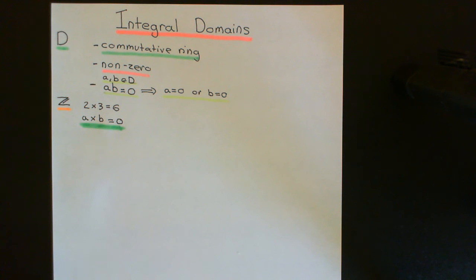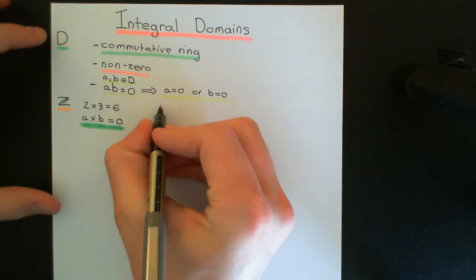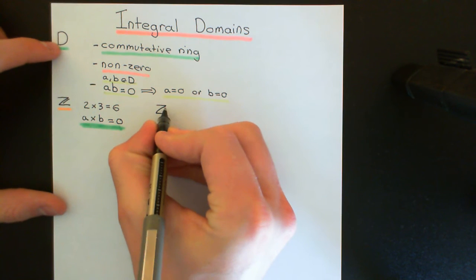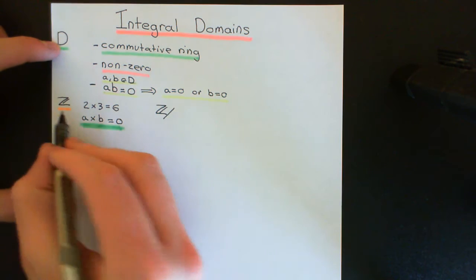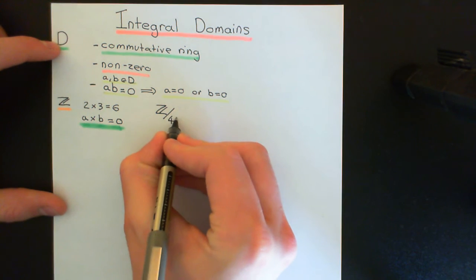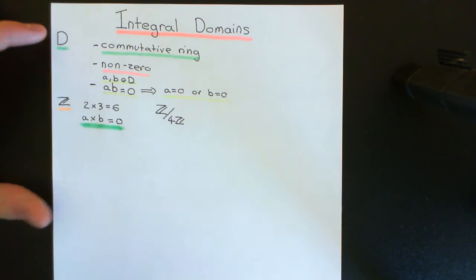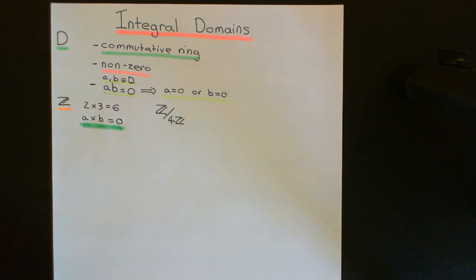Okay, so once you've given an example, obviously the next thing to do is give a counterexample. Give an example of a commutative non-zero ring that doesn't obey the third property, okay, where you can take two non-zero elements, multiply them together and get 0. Okay, so a nice simple example of this is a modular arithmetic number system. Okay, so very closely related to the integers. So Z quotiented out by 4Z, a modular arithmetic number system.